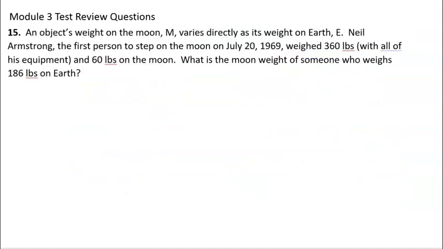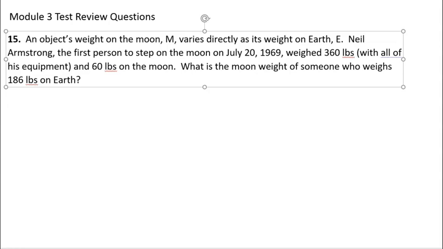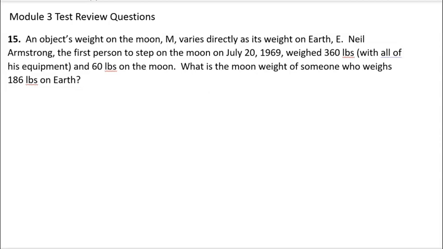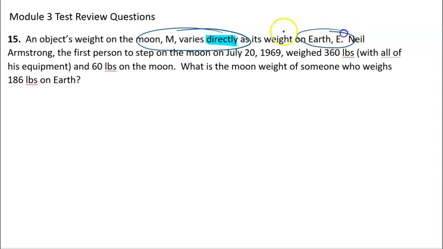Okay, an object's weight on the moon, M. Okay, so that's important. M is the weight on the moon. Do you like that trick? It's not what I meant to do. I selected my color, but it didn't really select. So M varies directly. Let me highlight that for you. Super important right there. As the weight on the Earth, E. Don't even do anything else. Let's write an equation for that.